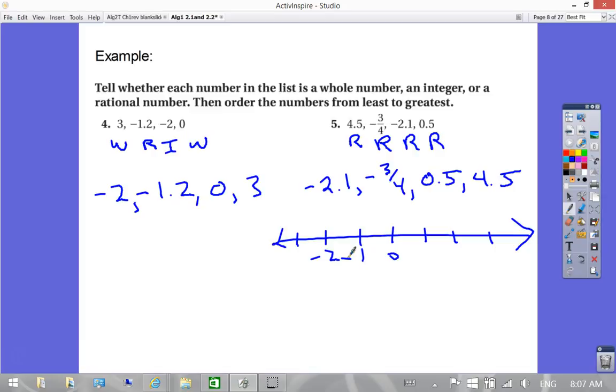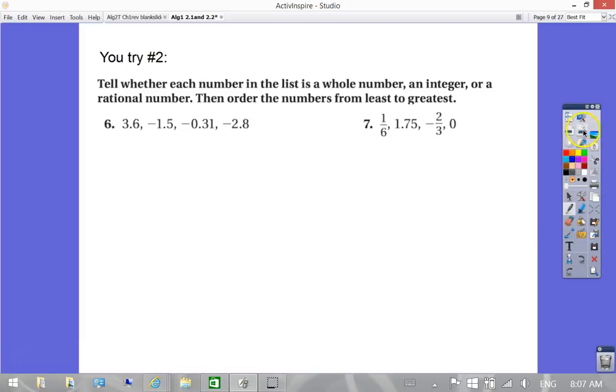And where would be the negative 2.1? Would that be between negative 2 and negative 1, or negative 3 and negative 2? Negative 3 and negative 2, right? You're going away from 0. So negative 1, negative 2, and it's at about 1/10 of the way towards negative 3. So you try that.